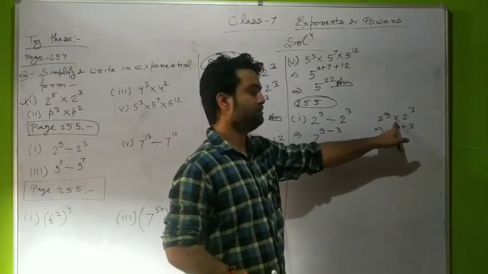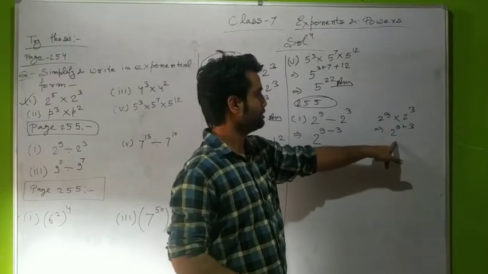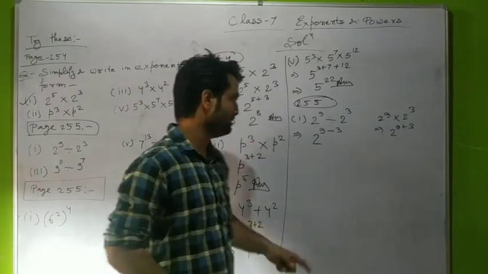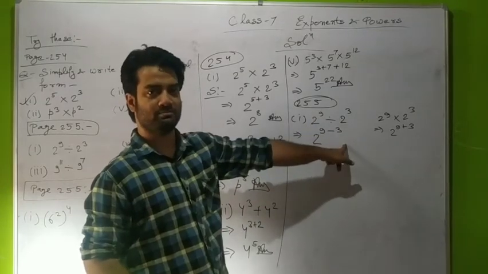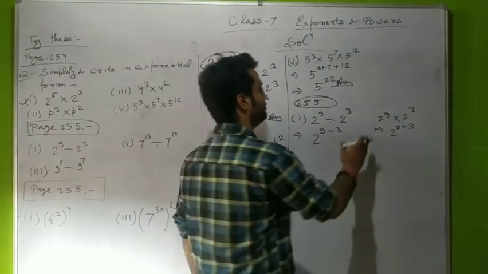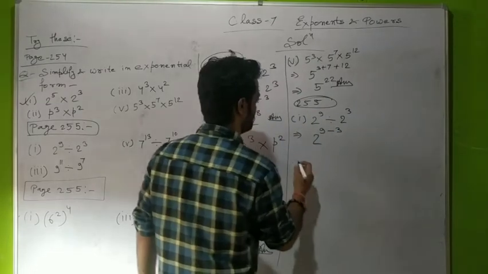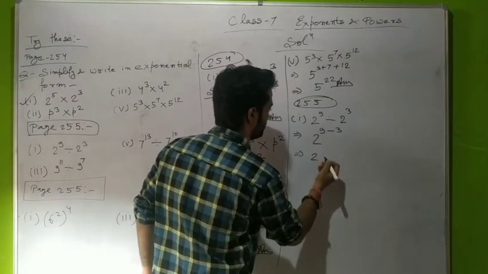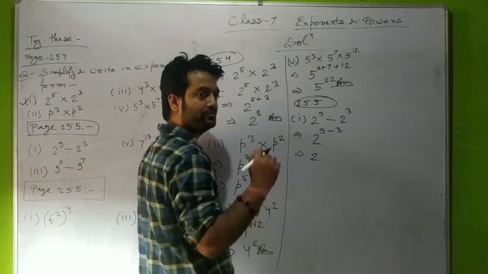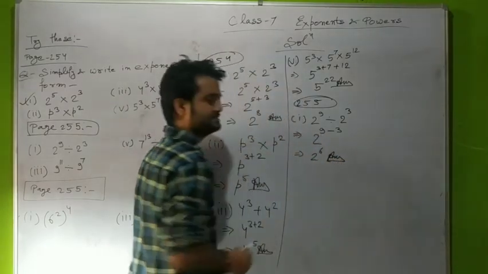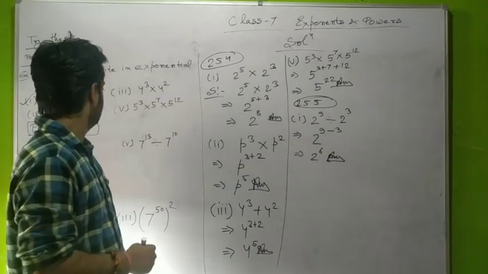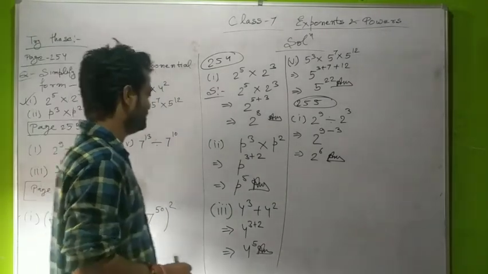But when there is multiplication, we do what? 2 raised to the power 9 plus 3. But when there is division, we will write 2 raised to the power 9 minus 3. I hope the picture is clear now. So it will be what? What is the value of 9 minus 3? 6. So answer is 2 raised to the power 6. Easy. Let's move to the third question in the same segment.